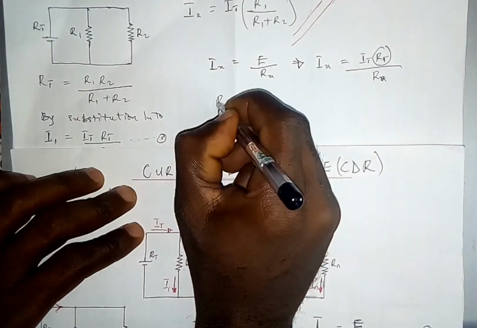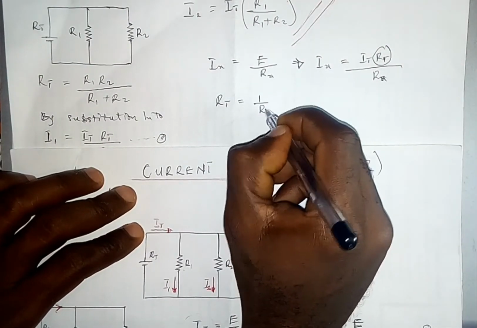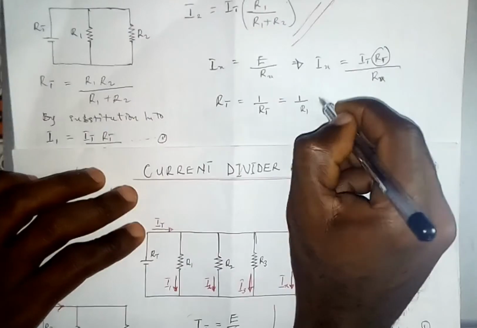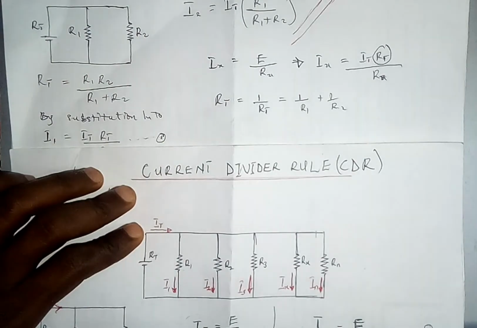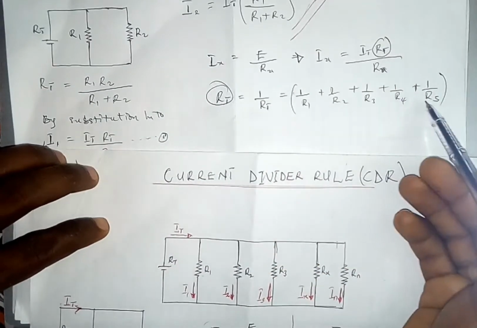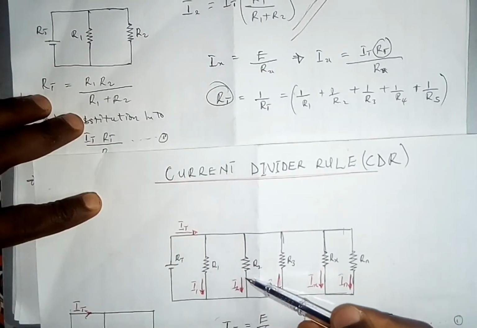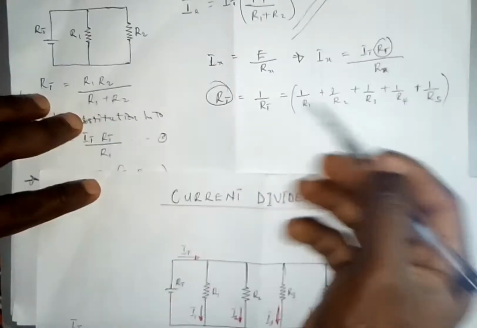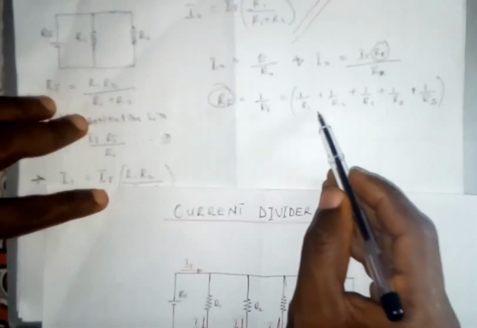So our total resistance, which is our RT, is going to be 1 over RT equal to 1 over R1 plus 1 over R2, up to 1 over R5. So now with this, we can find the current that flows through each of these parallel resistors. By substitution, just like what we did in two parallel resistor circuits, we are going to substitute.